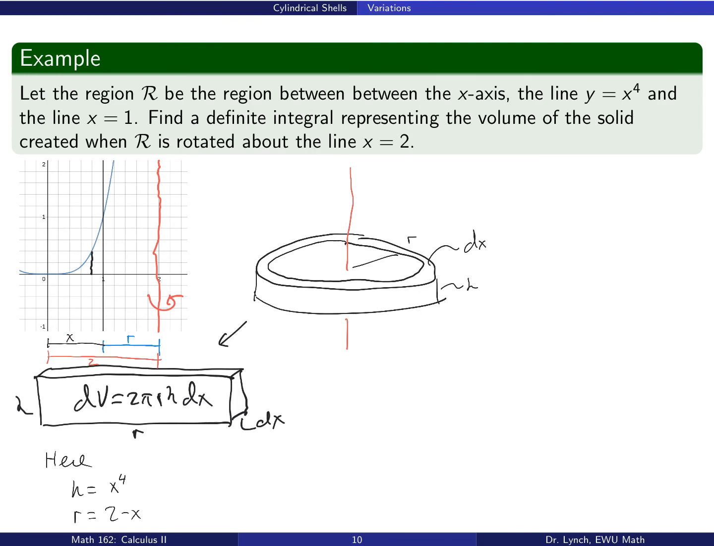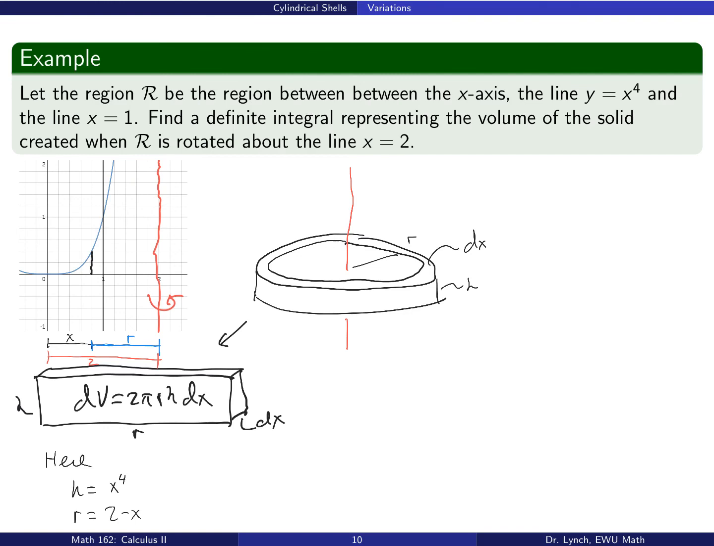Of course, the distance from the y-axis to the axis of revolution is 2. The distance from the y-axis to the cut, and I've sort of put the cut in the wrong place here, so let me fix that, the distance from the y-axis to the cut is x. The desired radius, therefore, is 2 minus x.